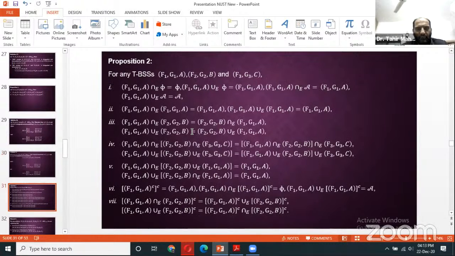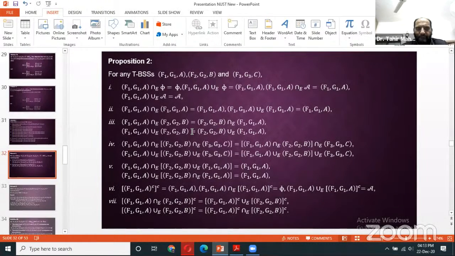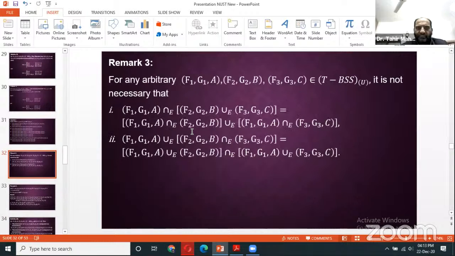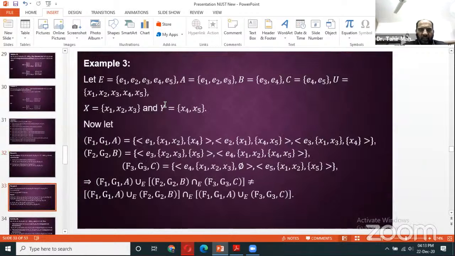Here we have the corresponding proposition. Here it is discussed that for the T bipolar soft set, the distributive law is not necessary to hold. And here in this example, we have shown that for the extended intersection and extended union, the distributive laws do not hold.